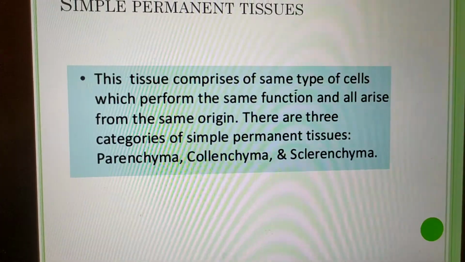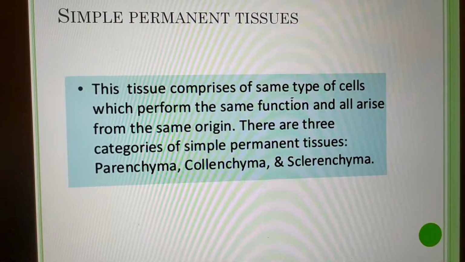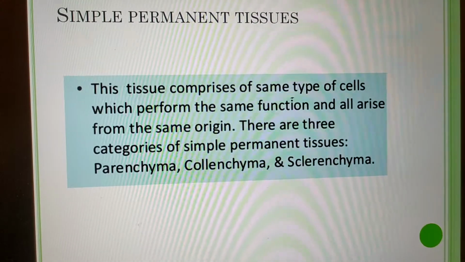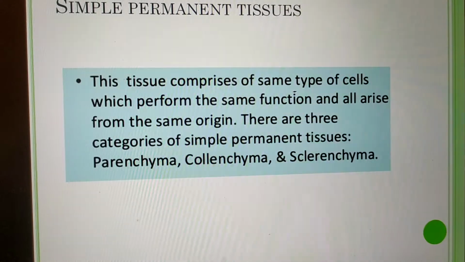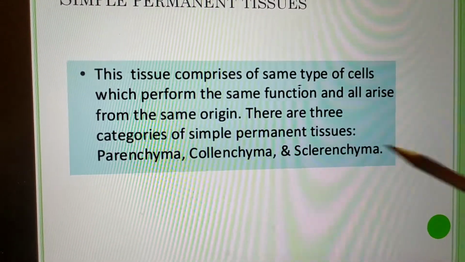So simple permanent tissue comprises the same type of cells which perform the same function and all arise from the same origin. They are of three different types: parenchyma, collenchyma and sclerenchyma.